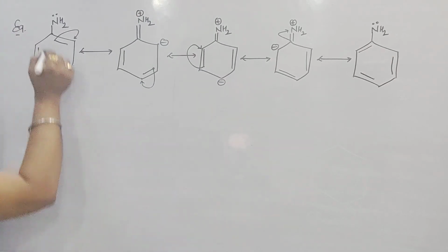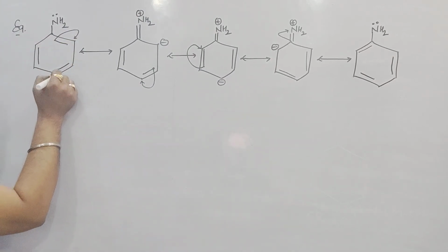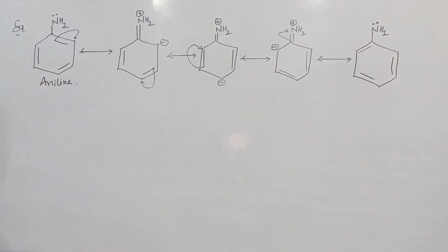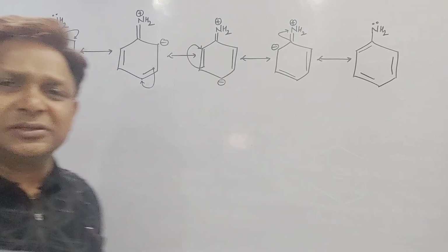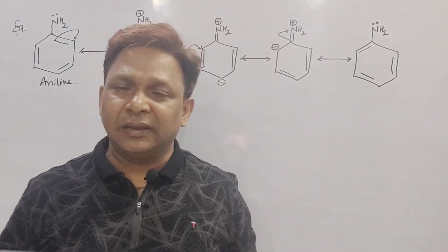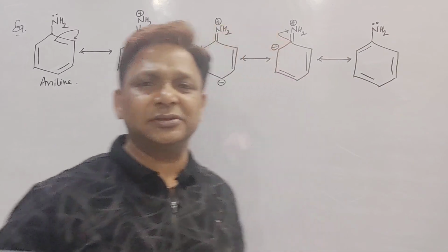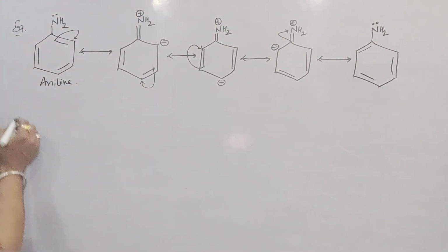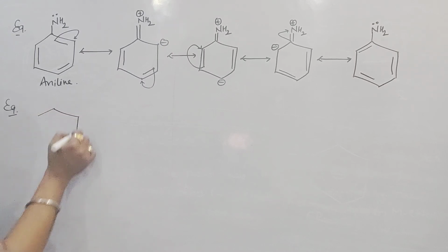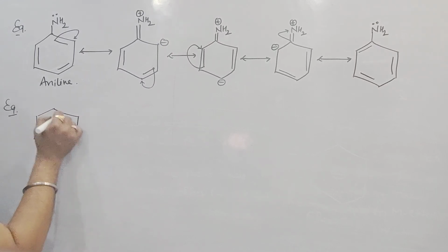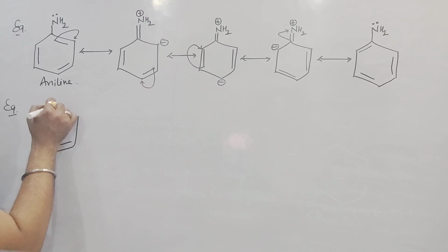But this benzene ring bearing an NH2 group is called aniline. And if I ask you how many resonating structures aniline will have, sir, aniline will have 5 resonating structures, right? So can we try one more? That is another one: a benzene ring bearing an NO2 group. Can we try? Yes, sir, we will try it.